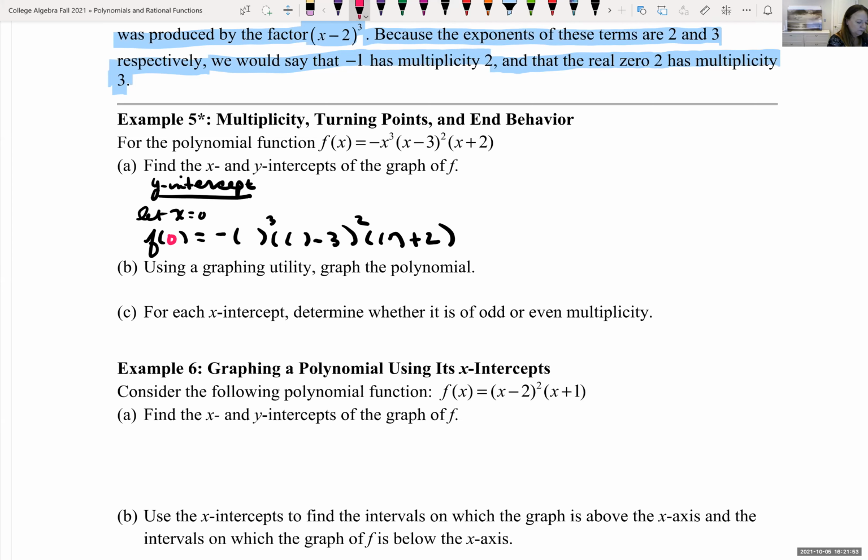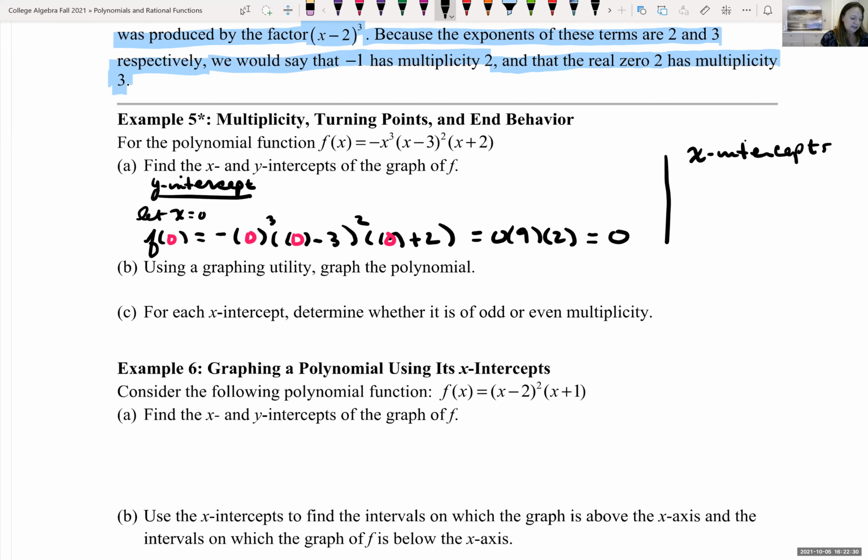Okay. So looking at this, 0 cubed, well, that thing out front is 0. And so it really doesn't matter what the rest is, because negative 3 squared, that's 9, and 0 plus 2 is 2. But 0 times anything is 0. So we have a y-intercept at 0. The x-intercepts are not bad because it's already in factored form.